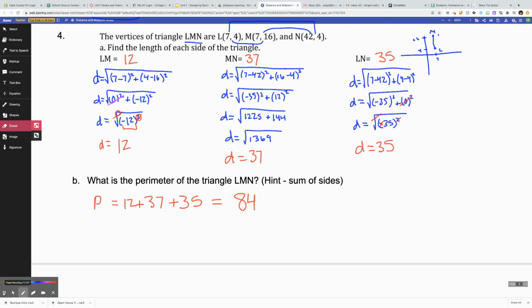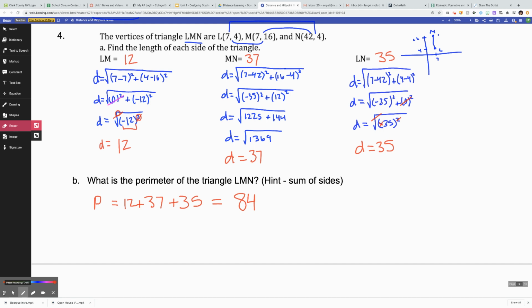All right, folks, so here's the other two sides worked out. So for MN, you should have gotten 37 as the side length. So again, I just plugged the numbers into the distance formula and got 37. You can kind of follow my thought process there. It's exactly the same as LM, exactly the same as all of the other problems that you've done.